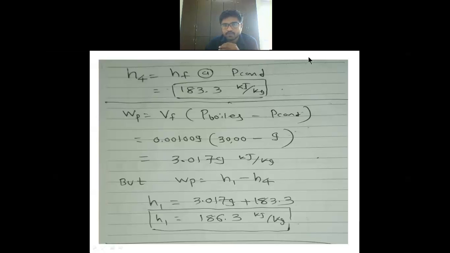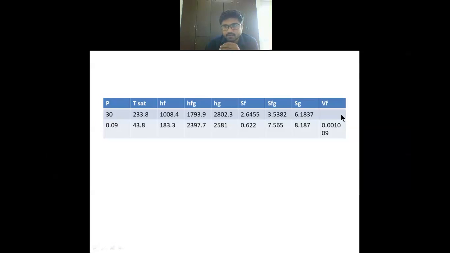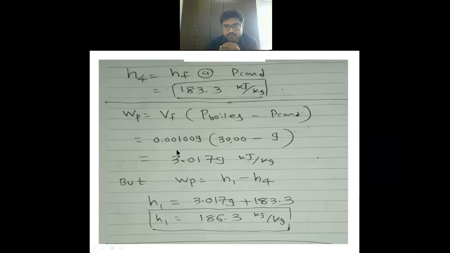Now for h1, first of all you have to find out the wp. So wp is vf times (p boiler minus p condenser). 30 bar, so here 3000, and 0.09, so 9. Here vf is taken from the table. So this is the answer we got. Now we know that wp is h1 minus h4. So h4 we already know, so we can find out the value of h1. So two enthalpies we found, h4 and h1.